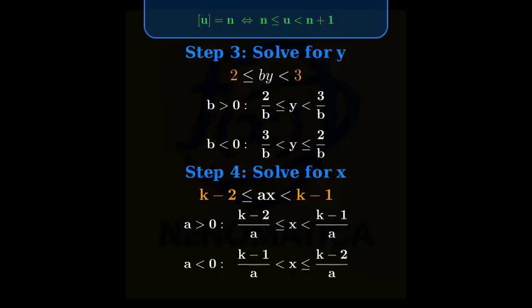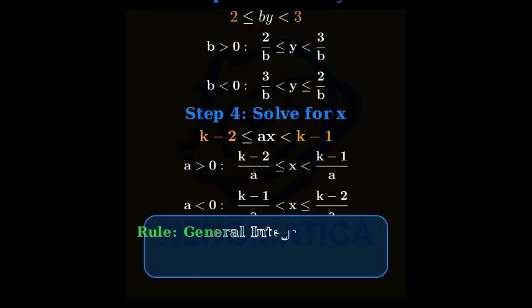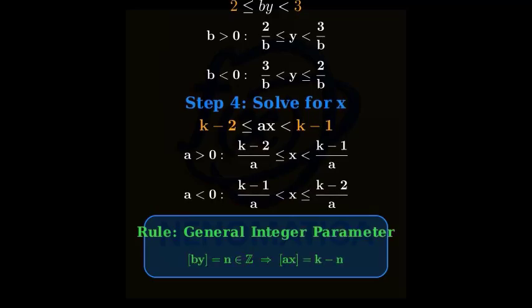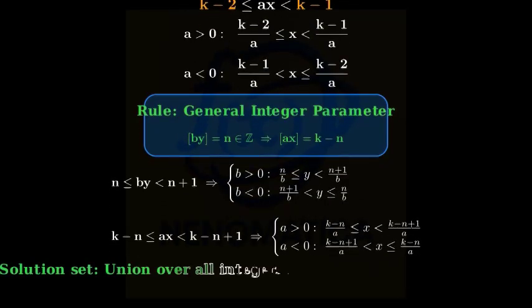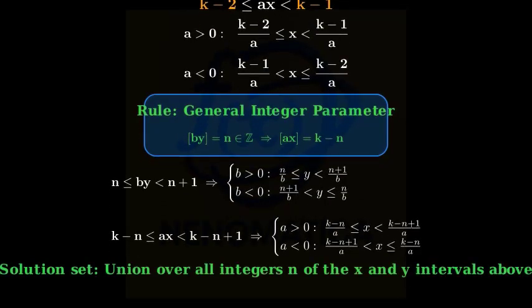To capture all solutions, repeat the same steps for any integer n. Set the floor of by equal to n, then the floor of ax equals k minus n. Convert each floor equality to an interval using the floor definition to get the full family of solution intervals. Therefore, the complete solution set is the union of all such intervals for x and y over every integer choice of n. That is the full algorithm for solving the equation with floor brackets.